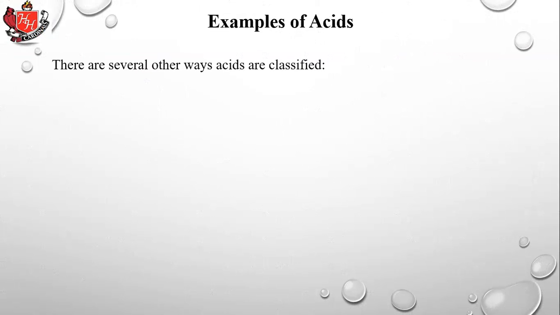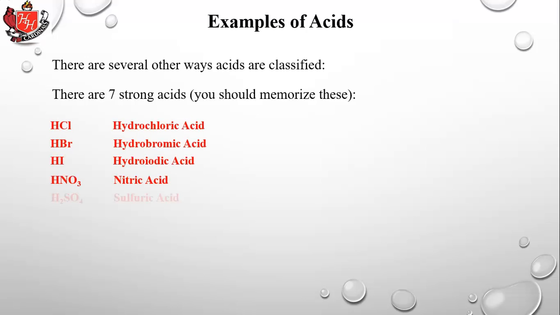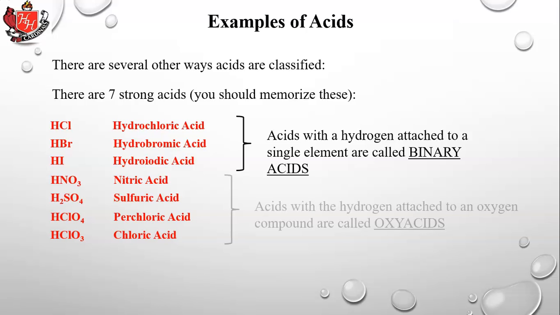There are several other ways acids can be classified. So here's the 7 strong acids again. Go ahead and list those. The first 3 are called binary acids because they contain 2 different elements. The ones down below all have oxygen, and they're called oxyacids.